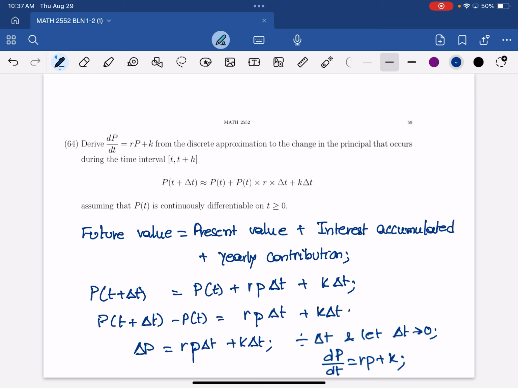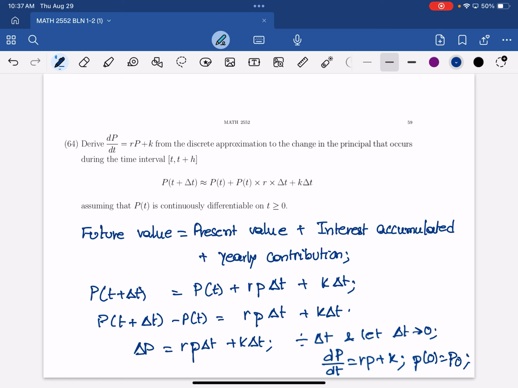Rp is the interest accumulated. K is your yearly contribution. K is positive if you're adding to the account. If you're withdrawing or if you're paying off the loan, K is negative. Is that clear? Are you all okay with that? So now, and of course, your initial value is P of 0 equals P naught.